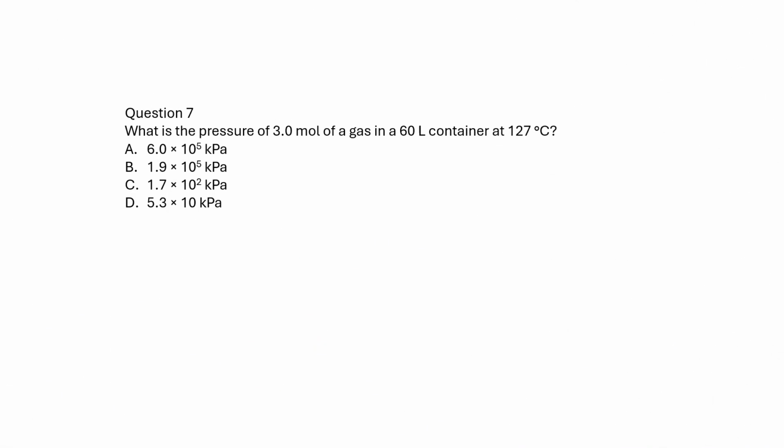The pressure of 3.0 moles of a gas in a 60 L container at 127 degrees Celsius can be calculated using the universal gas equation.